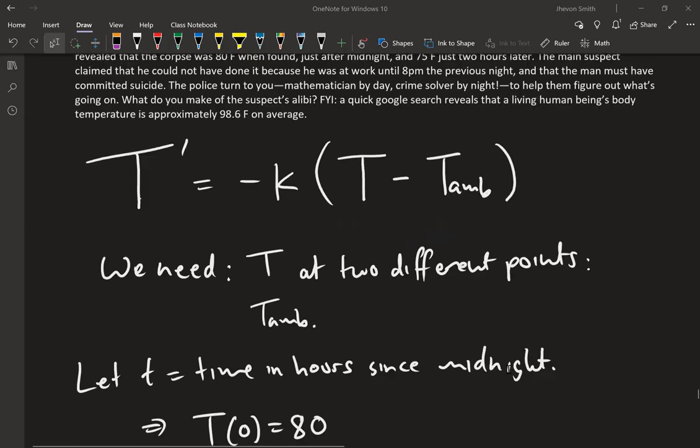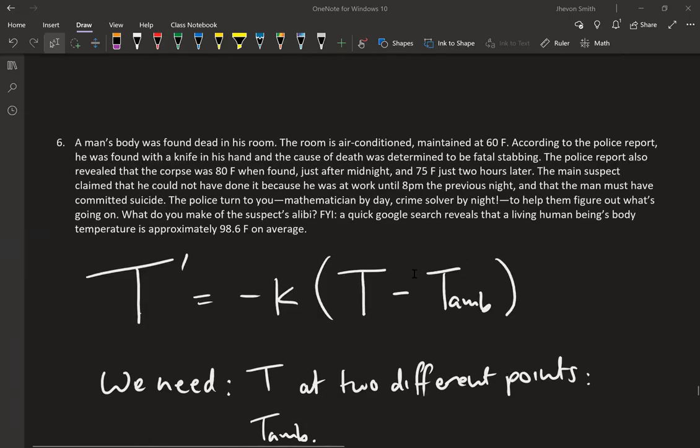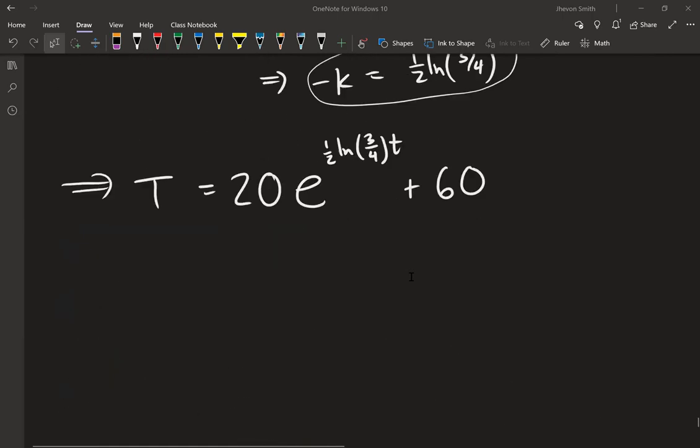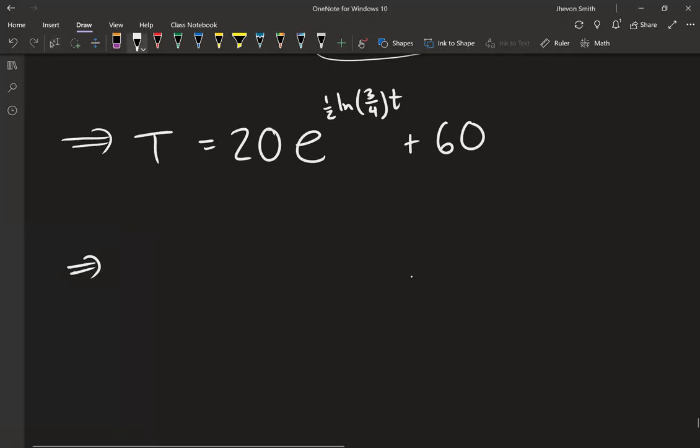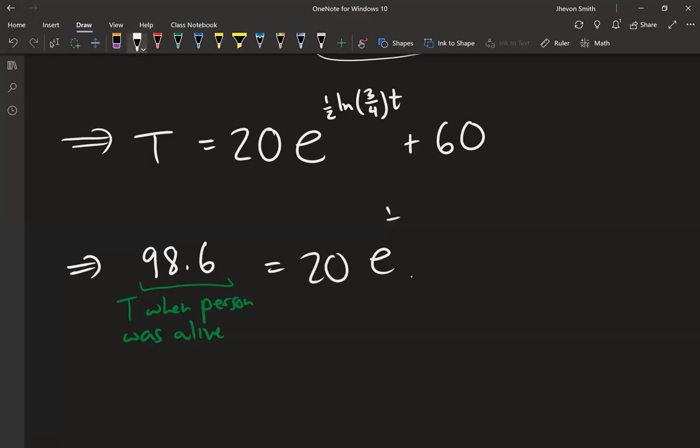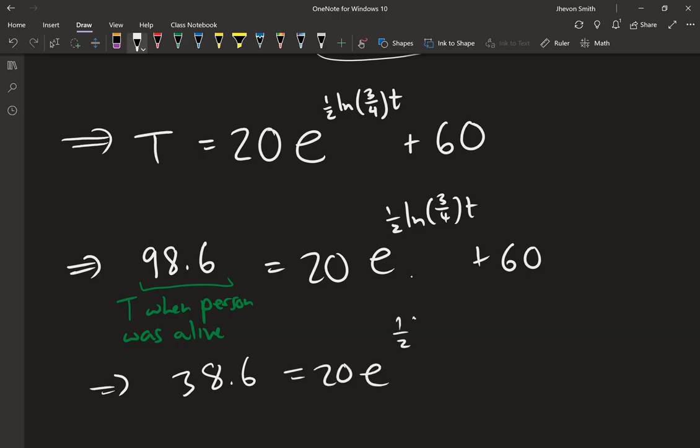Okay, so now going back to the question. I now have a function that measures the temperature. The goal here is to figure out when the person was last alive. How do you think we can figure that out? Right, set T equal to 98.6. If I set this to be 98.6, this is the temperature when the person was alive, and I'm just going to solve for the time. So this is going to be 38.6 equals 20e to that whole thing.